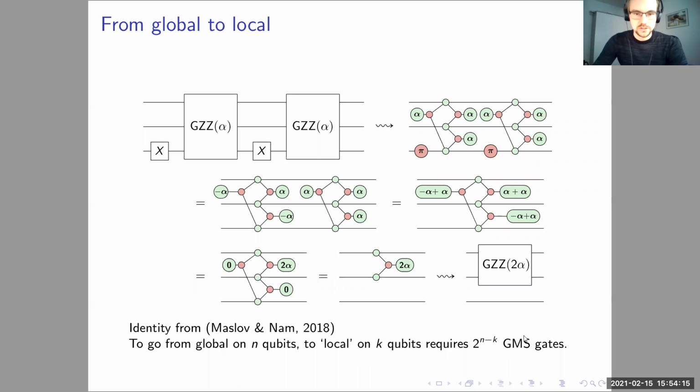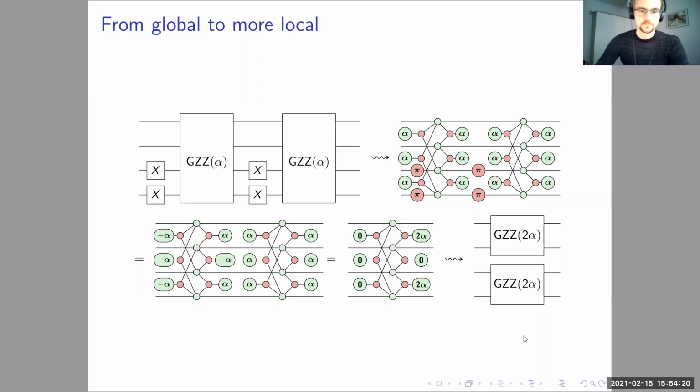And my contribution here is to actually make this linear in the number of qubits you're targeting. The basis of it is really a simple generalization. So if I start with these 4 qubit GZZ gates, and I put X gates now on more than 1 qubit at once, then we can go through the same argument. But now something interesting happens.